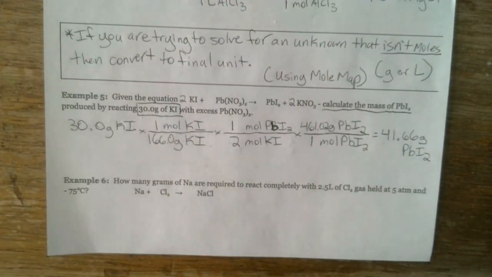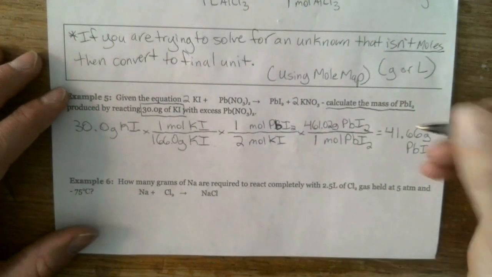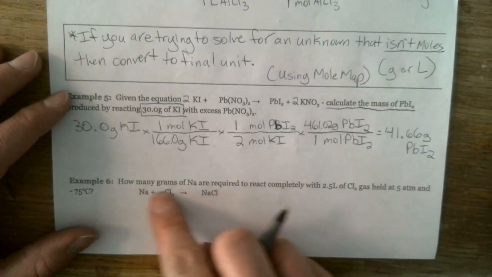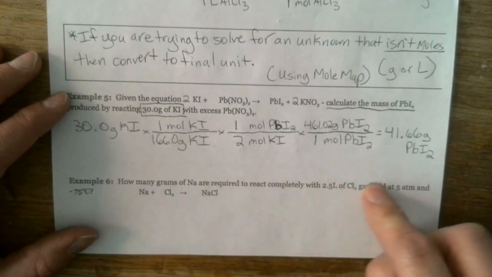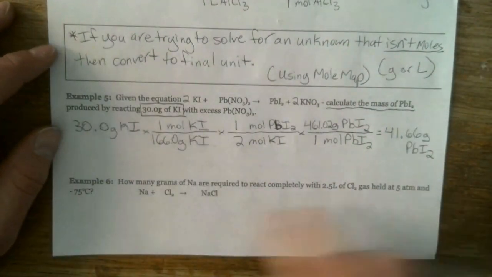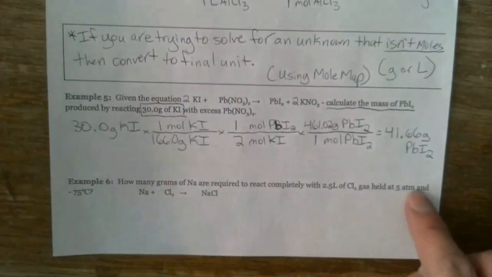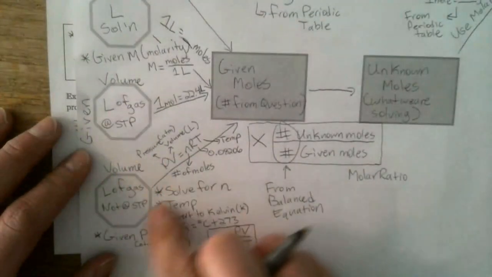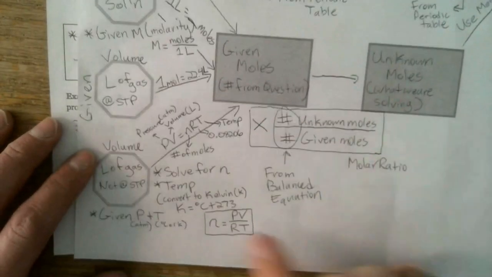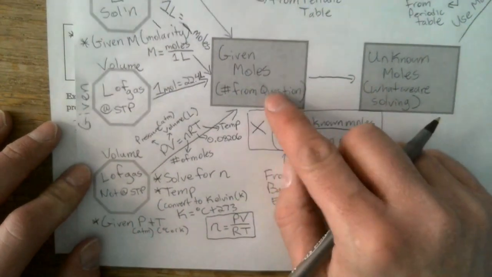Okay, so now let's go ahead and plug in what we just talked about to this last example here. Here we've got a question asking how many grams of sodium are required to react completely with 2.5 liters of Cl2 gas held at 5 atmospheres and negative 75 degrees Celsius. We have atmospheres, and that should be a big red flag. So we know we're going to be dealing with this part right here.